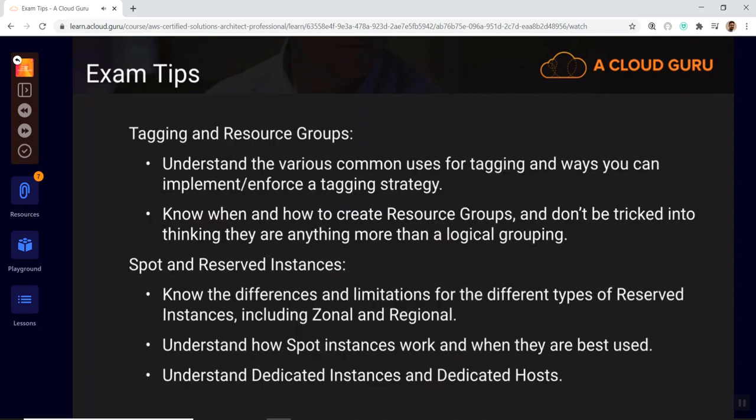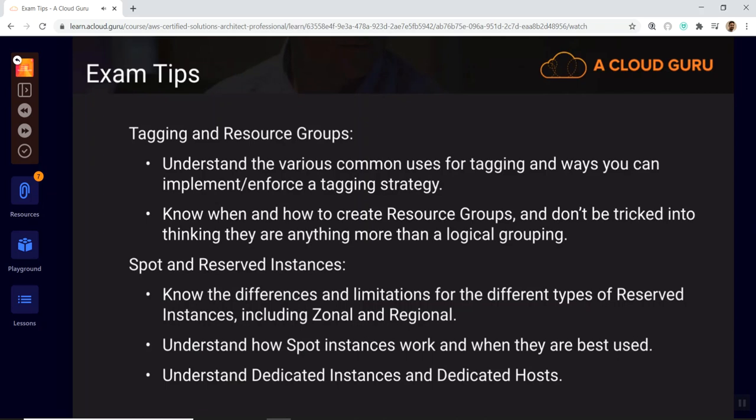For tagging and resource groups, understand the various common uses of tagging and ways in which you can implement and enforce a tagging strategy. And you should know why and when you would create resource groups, and don't be tricked into thinking that resource groups are anything more than just a logical grouping.